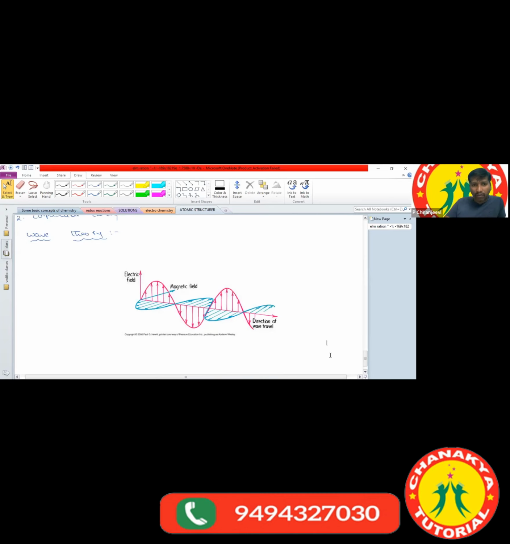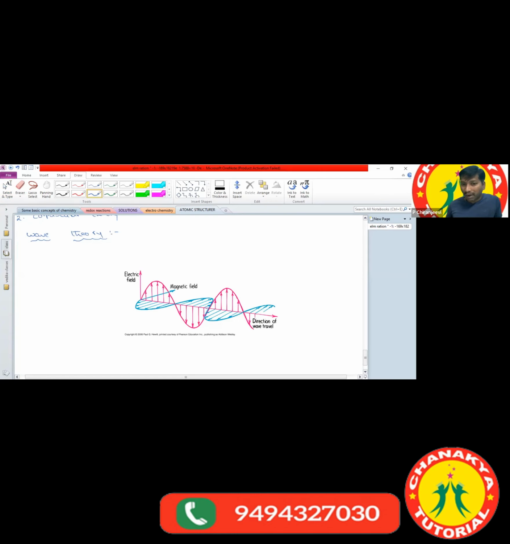So this is the wave theory. Let us see, in this one, how is the light going to travel? Light travels in the form of a wave. When light travels in the form of a wave, light particles can move with high velocity.